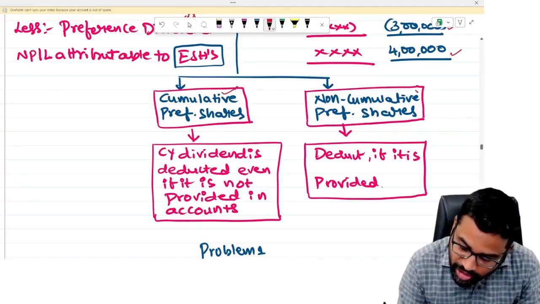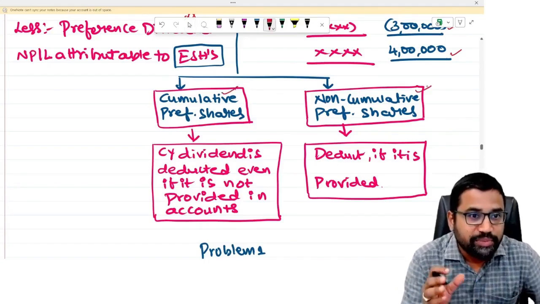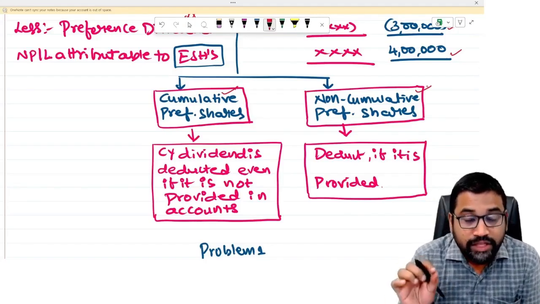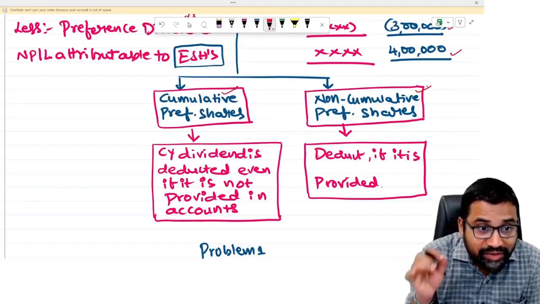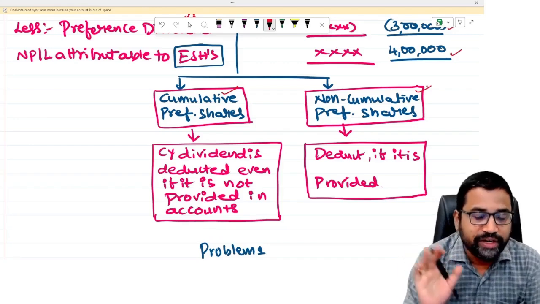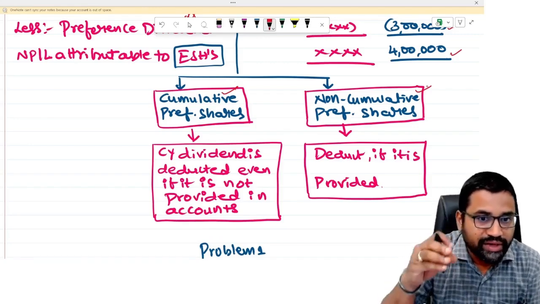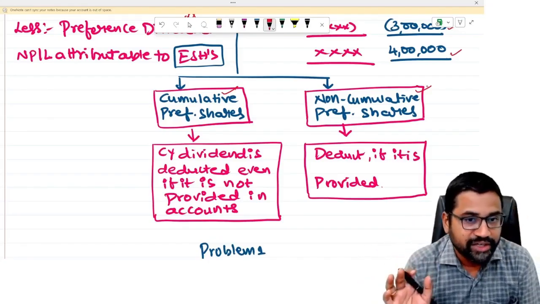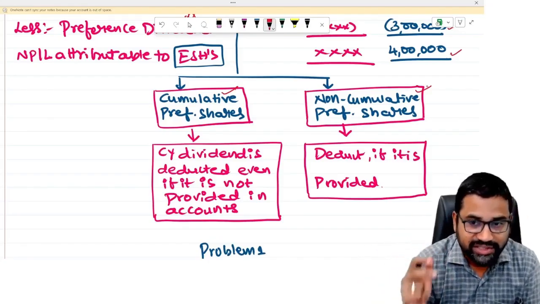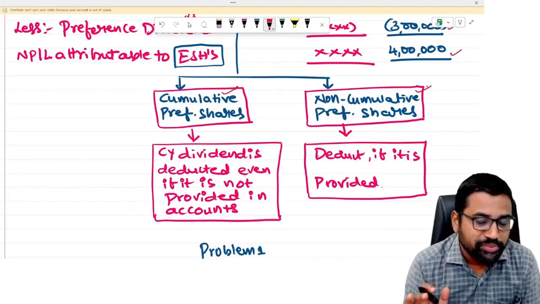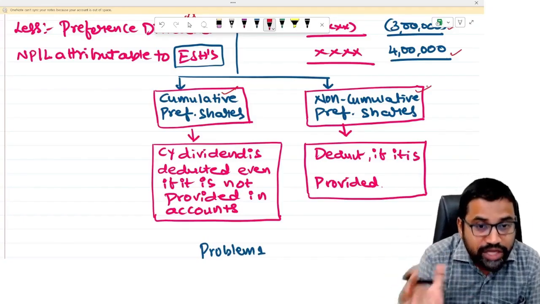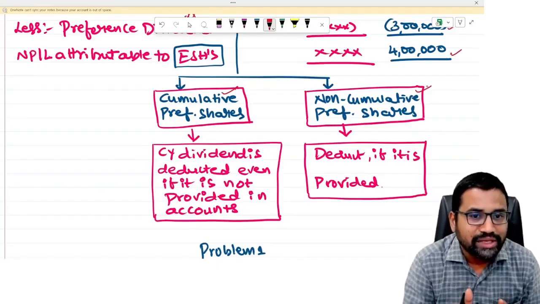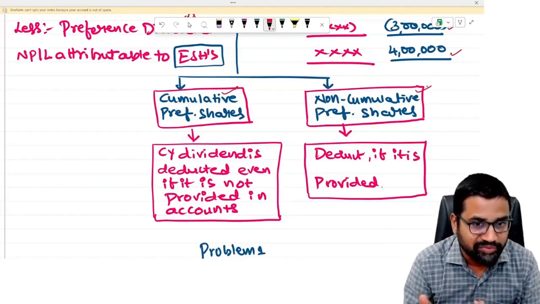Now see, when you take the preference dividend, you have to be very careful. Cumulative preference shares, non-cumulative preference shares. If the preference shares are cumulative, then the current year dividend is deducted even if it is not provided in the books. Whether they have provided it or not, you have to consider the current year dividend if it is cumulative preference shares. In case of non-cumulative preference shares, you reduce preference dividend only if it is provided in the question, because we know the nature of cumulative and non-cumulative preference shares.